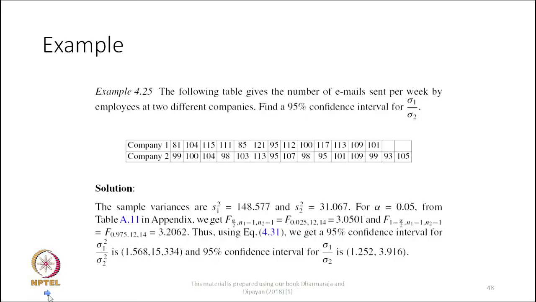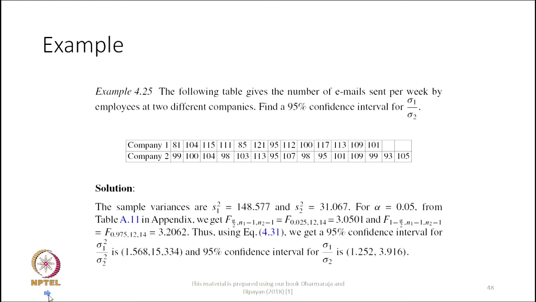Then we land up with only the population variance, then the ratio of the population variances. So, there is a very simple example of how one can find the confidence interval for sigma 1 by sigma 2. Our derivation is for sigma 1 square divided by sigma 2 square.